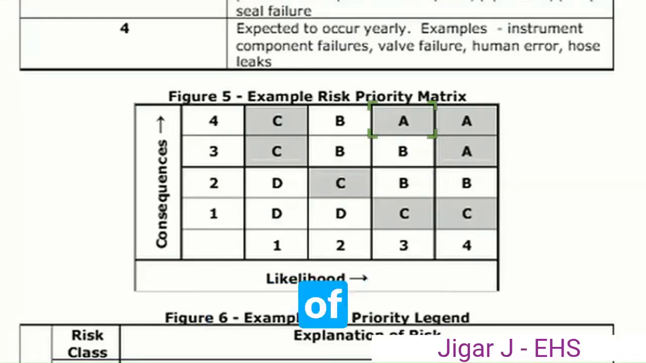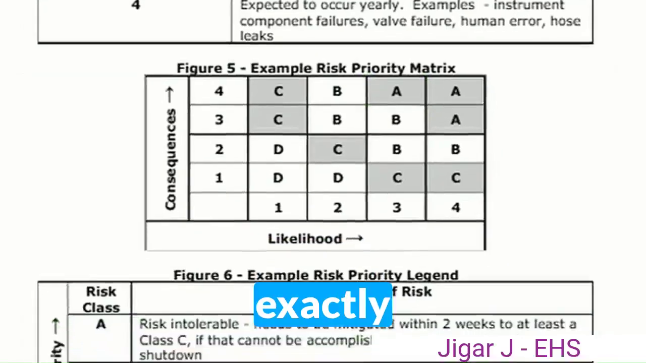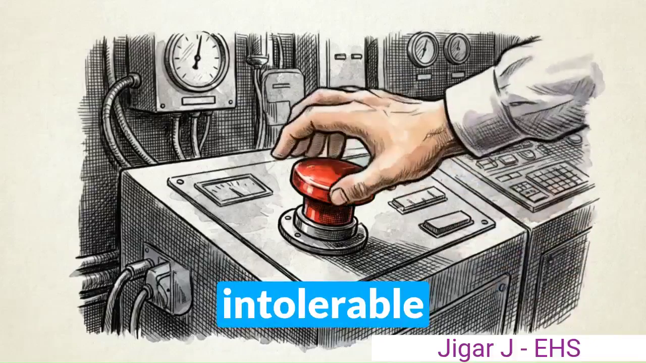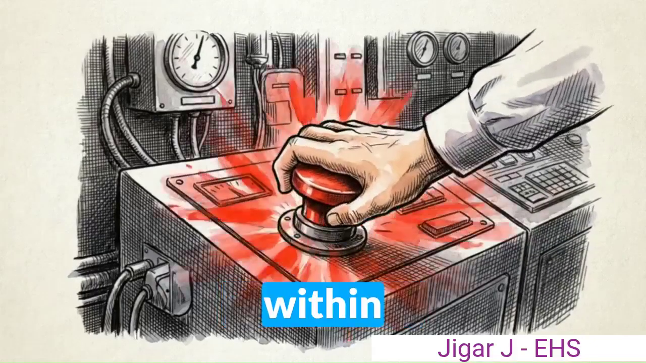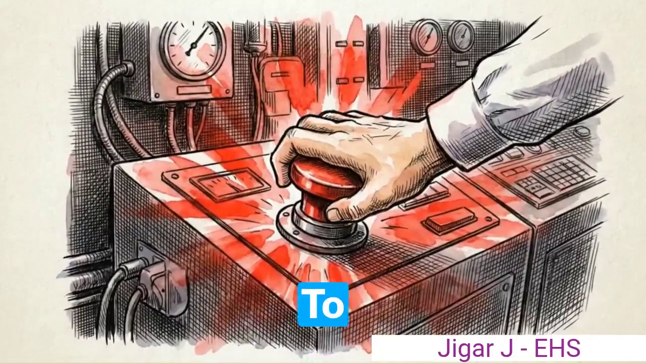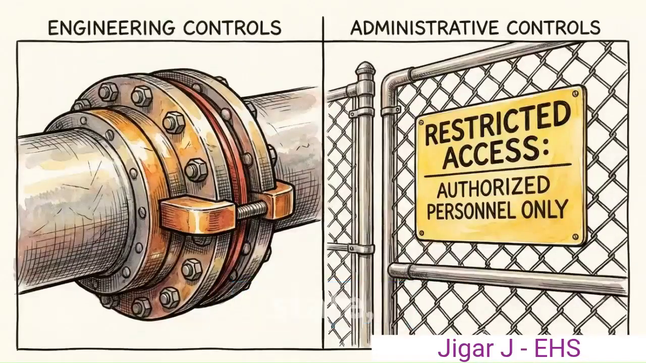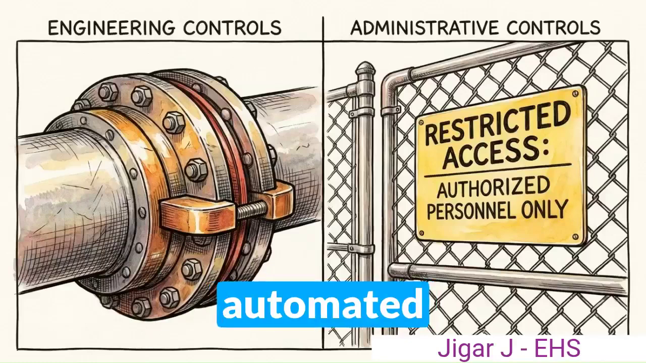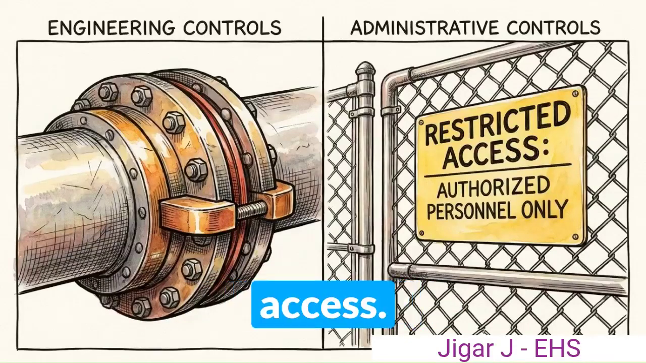Tracing the intersection of consequence 4 and likelihood 3 on the risk priority matrix lands exactly on priority level A. Consulting the legend shows what Class A dictates. This is an intolerable risk. It requires mitigation within 2 weeks or the immediate shutdown of the entire process. To downgrade this risk to a tolerable state, the facility must enact engineering controls, like automated shutoff valves, or administrative controls, like restricted operator access.